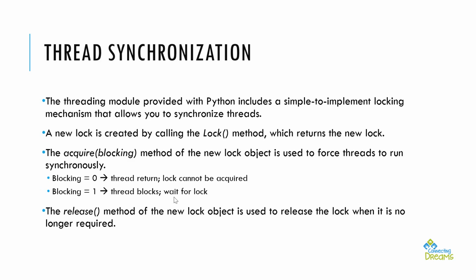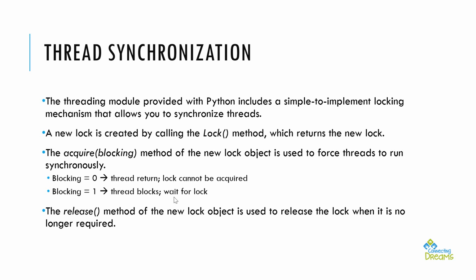Thread synchronization. The threading module provided with Python includes a simple to implement locking mechanism that allows you to synchronize threads. A new lock is created by calling the Lock method, which returns the new lock. The acquire method, which we also call the blocking method, of the new lock object is used to force threads to run synchronously. The optional blocking parameter enables you to control whether the thread waits to acquire the lock.